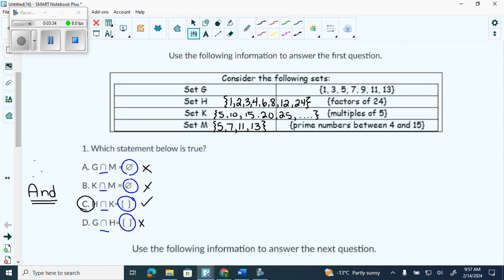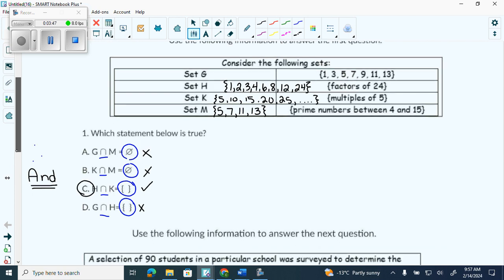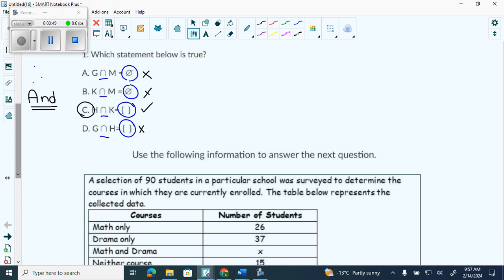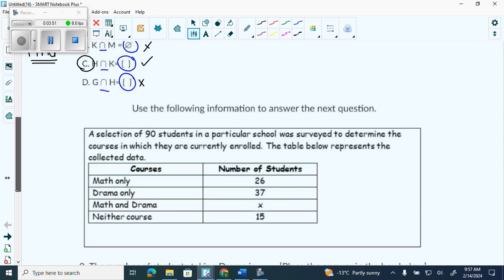Never get C and say it's right and then not look at D. You should finish up the question and say, no, that one's not right, and then you feel confident with your answer in C, right? Don't just think, oh, it's C, and then not finish off D. All right. Always read the top. It says, use the following information to answer the next question. So it's just the next one.